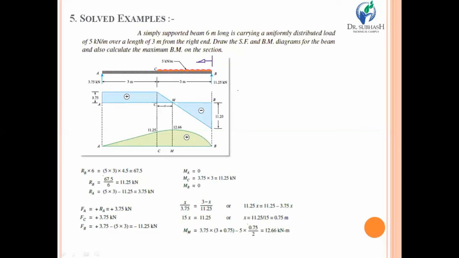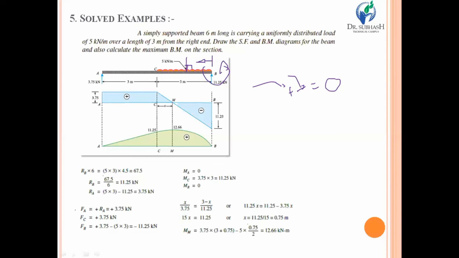However, you may also check by calculating the same bending moment at section B. So 3.75 into 6, that is clockwise direction, so it will be taken as positive, and 5 into 3, that means the 15 kilonewton into perpendicular distance, which is acting in anti-clockwise direction. So clockwise and anti-clockwise, both values should be put over here. Ultimately, you will find that there is 0 kilonewton meter. So this is what the bending moment calculation is about.